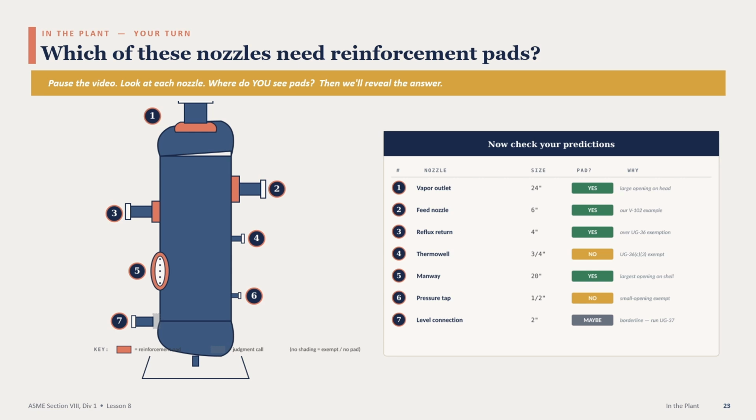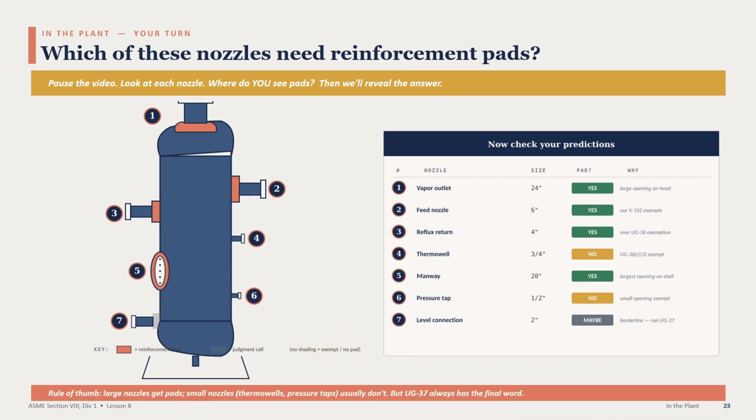The manway, that big oval shaped opening on the left, pad? Obviously, yes. Usually the largest single opening on the vessel, almost always ringed with a thick pad. The pressure tap on the right is smaller than the thermowell. Pad? No, small enough to be exempt. The level connection on the lower left, small to medium. Pad? Judgment call. Depends on the specific size and shell thickness. Might or might not need one.